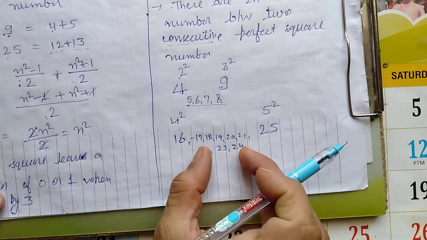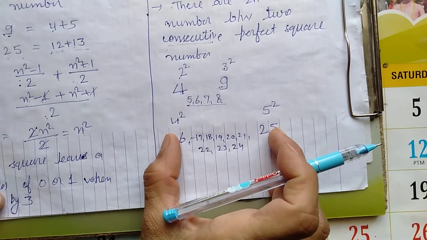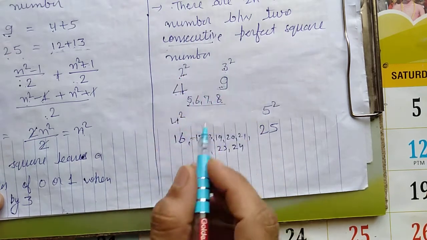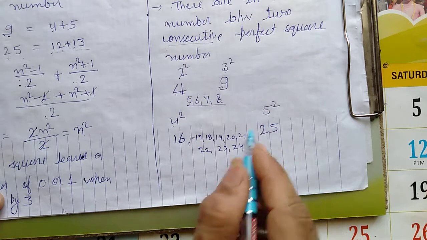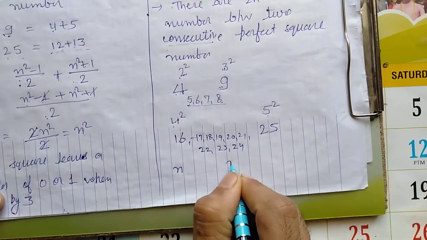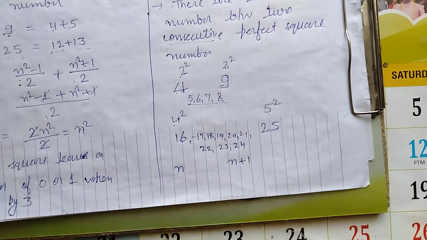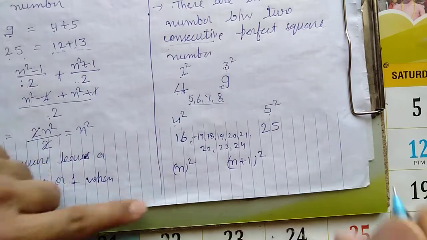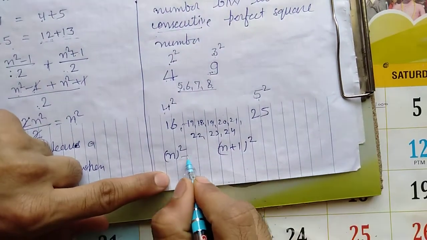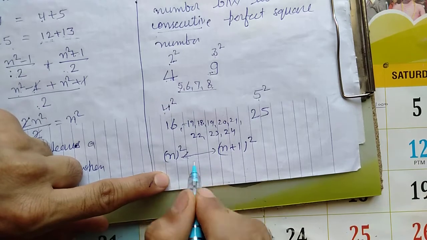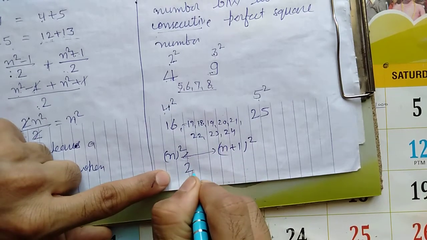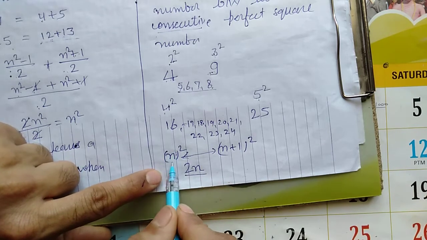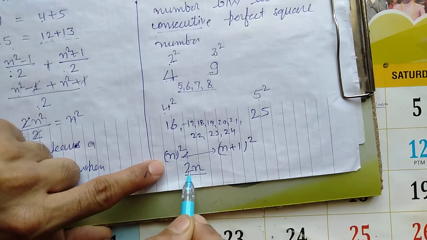Now we are going to form a formula for this one. How many non-square numbers are there between two square numbers? Suppose this is n. We have taken here 2 and 3, and here 4 and 5. So next can we take n and n plus 1? The next number will be plus 1 only, right? n and n plus 1, the square of n and the square of n plus 1. So how many numbers are there between these? There are 2n numbers. 2n means take the smaller number and just take double of it.